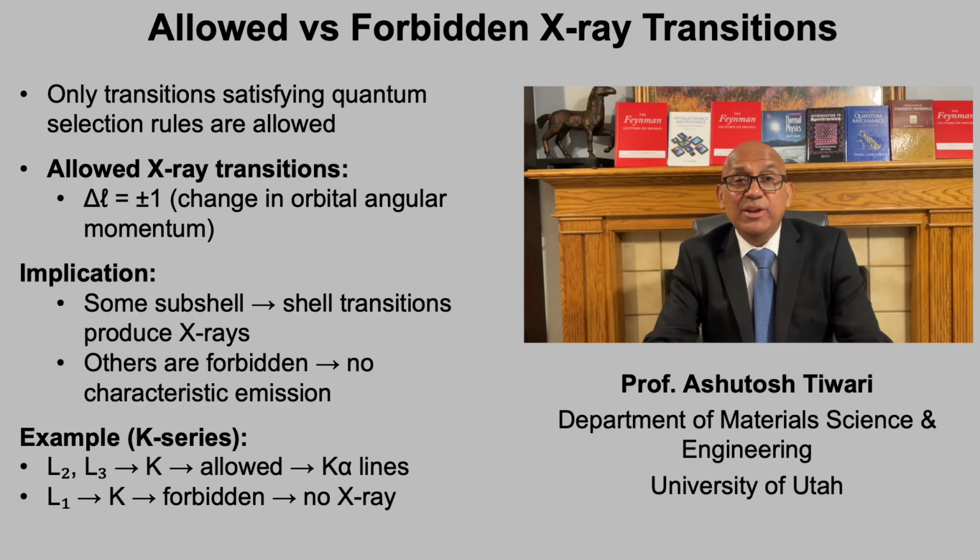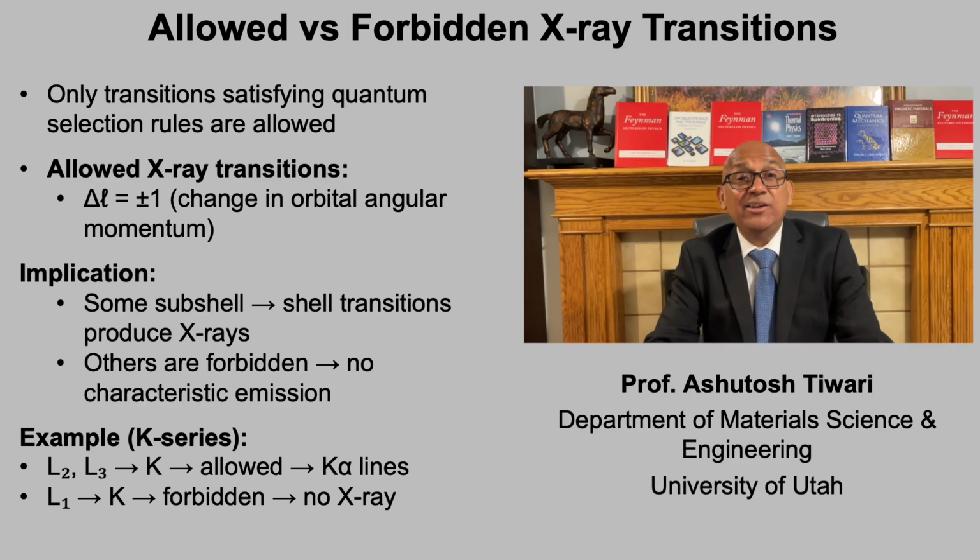Now consider the implication. Some subshell to shell transitions satisfy this rule and therefore produce characteristic X-rays. Other transitions violate the rule and are considered forbidden. When a transition is forbidden, characteristic X-ray emission does not occur.